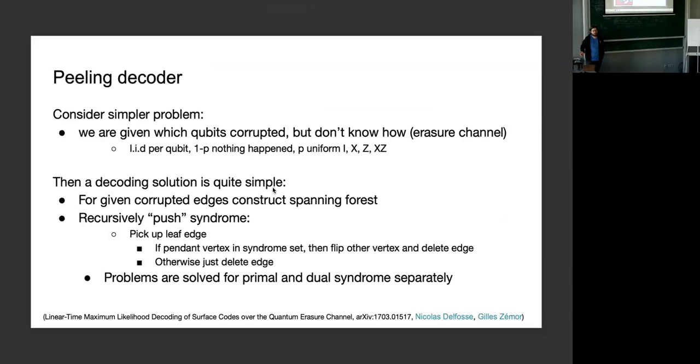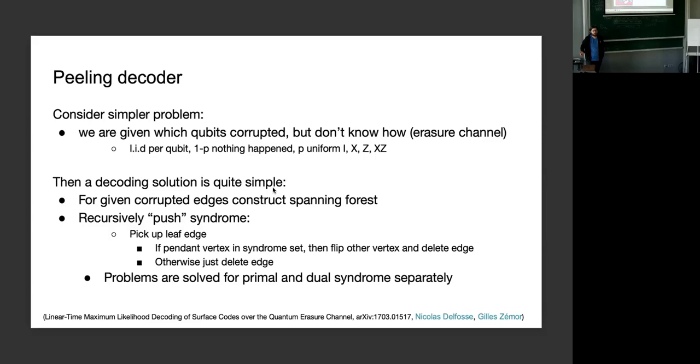Let's imagine that now we know the exact places where errors occur, but we just don't know what exactly occurred, like which Pauli. It could be an identity. So we're given some local area, but not given what happened. Right, but then decoding is very simple because if everything is uniform, you're happy with any solution. So you just take this support of the error, and make a spanning tree here, a forest if they're disconnected.